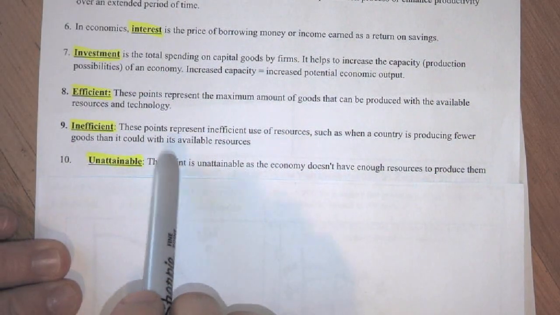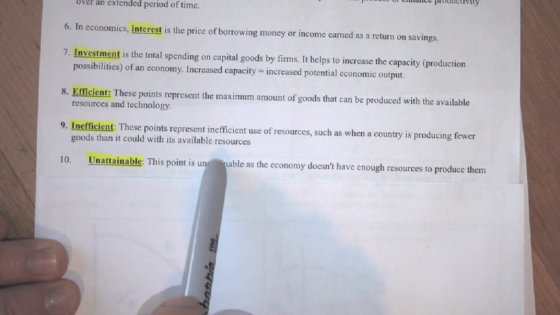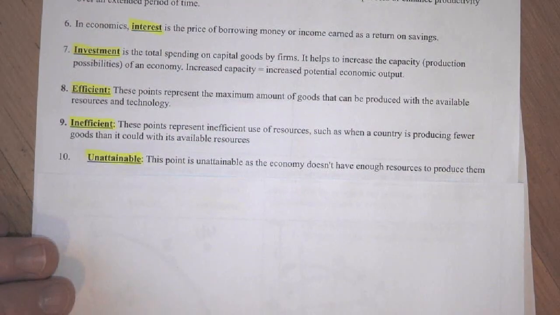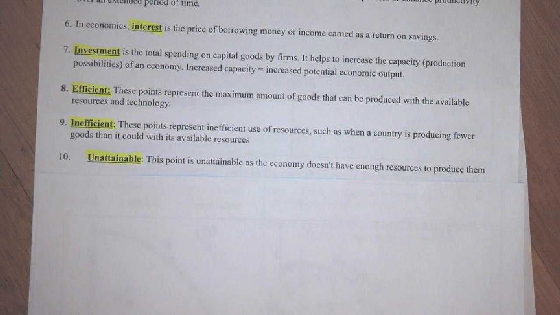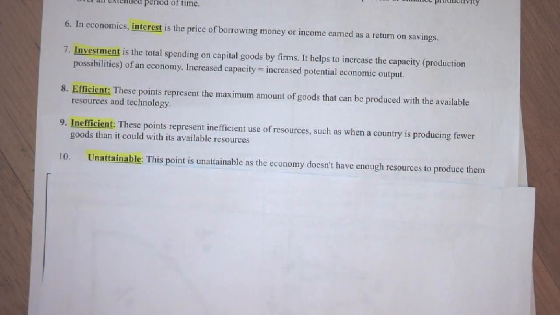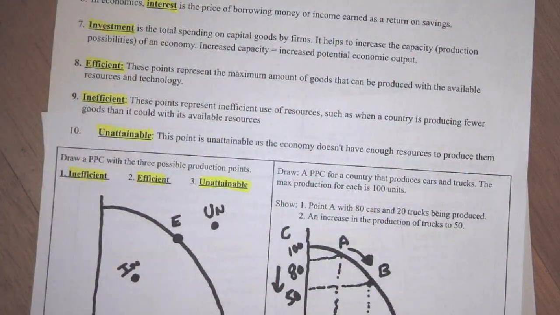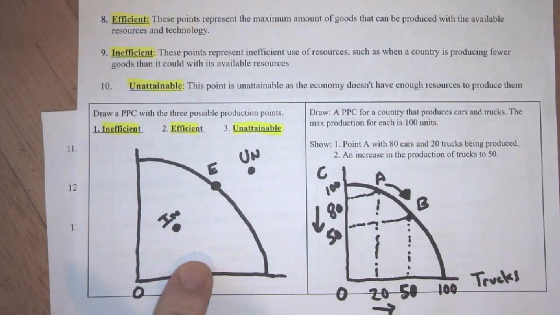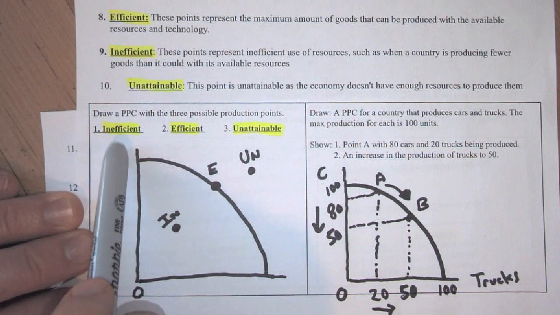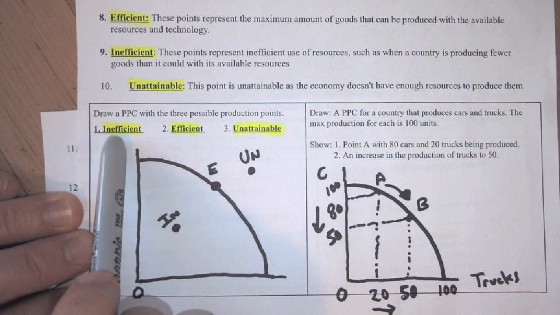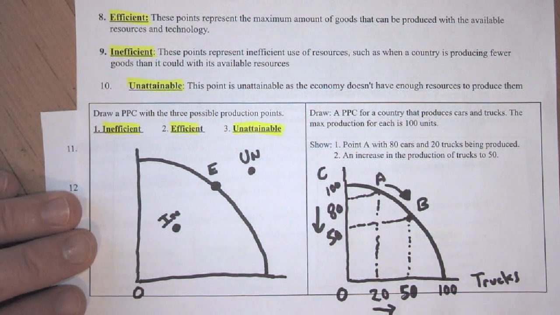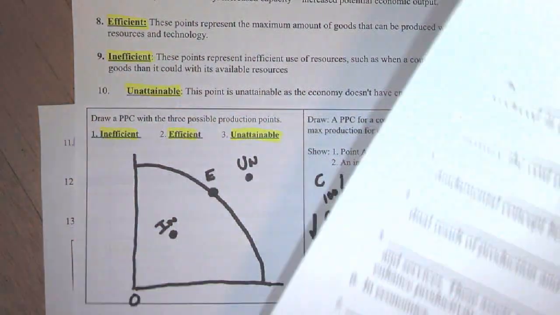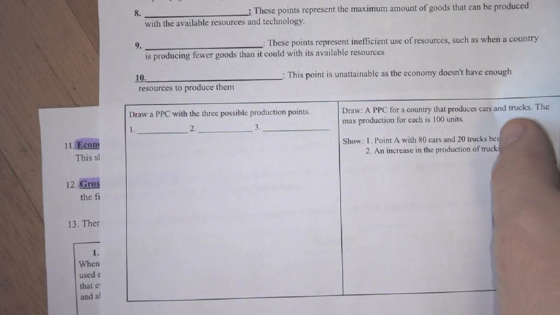Unattainable is a point on the production possibility curve that we can't get to. So if the United States makes $20 trillion in GDP each year, and we want to make $22 trillion, we don't have enough goods, we don't have our capital goods, we don't have enough people, we don't have good enough resources or technology. So that curve with its 3 points is going to look like this one. And now we're going to draw the points that are inefficient, efficient, and unattainable. So we'll do that in this box right here.